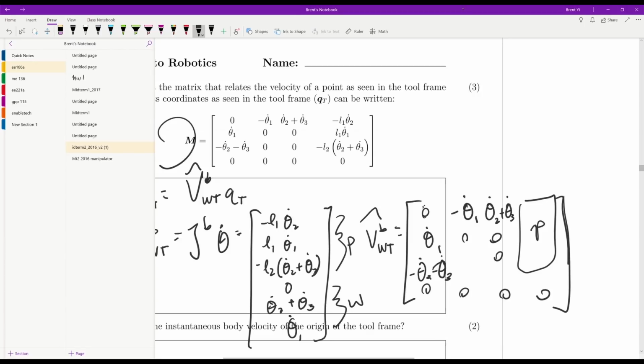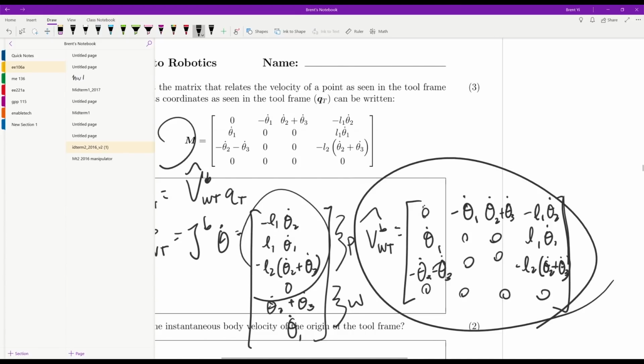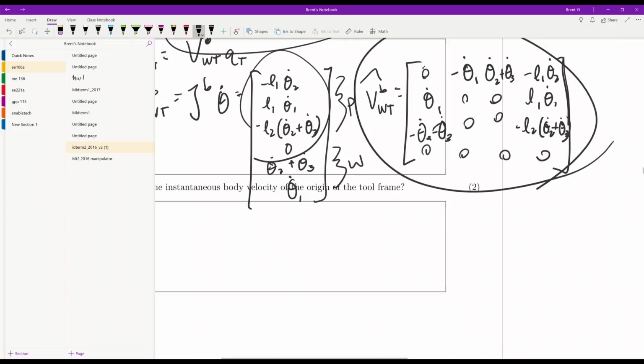And then for P, we'll just take these three, slap them in here: negative L1 theta 2 dot, L1 theta 1 dot, negative L2 (theta 2 dot plus theta 3 dot). And we can see that what we just computed here is equivalent to M. And so we've just confirmed that M indeed relates these two vectors to each other. Okay, so now that we've done that, we can look at part D.